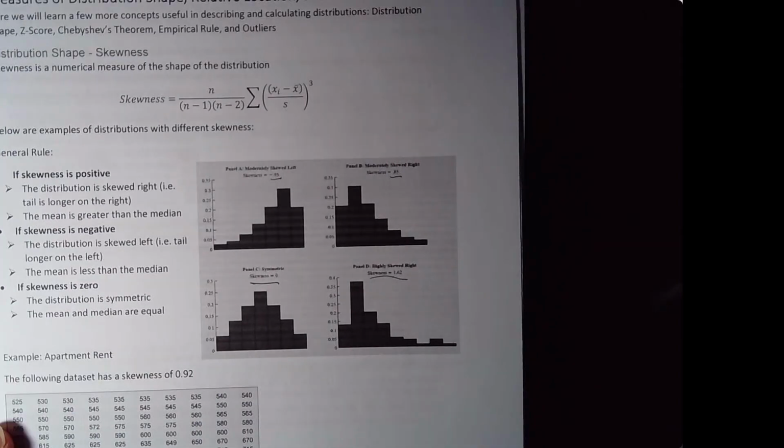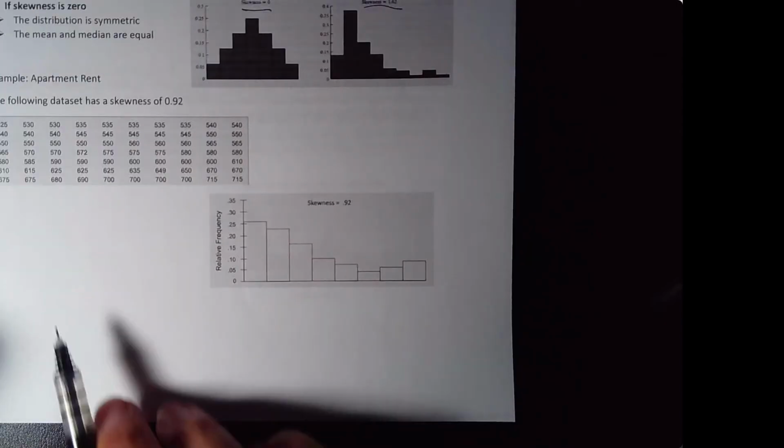Okay, so I'll just give you a simple example. Again, you don't have to calculate this, but this data set that we've been working with is a data set on monthly rent. It must have been pretty old, a monthly rent, right? If we plot this in the frequency distribution and plot the histogram here, we can see the skewness. The calculated skewness is 0.92, and indeed we see that the tail is longer to the right.